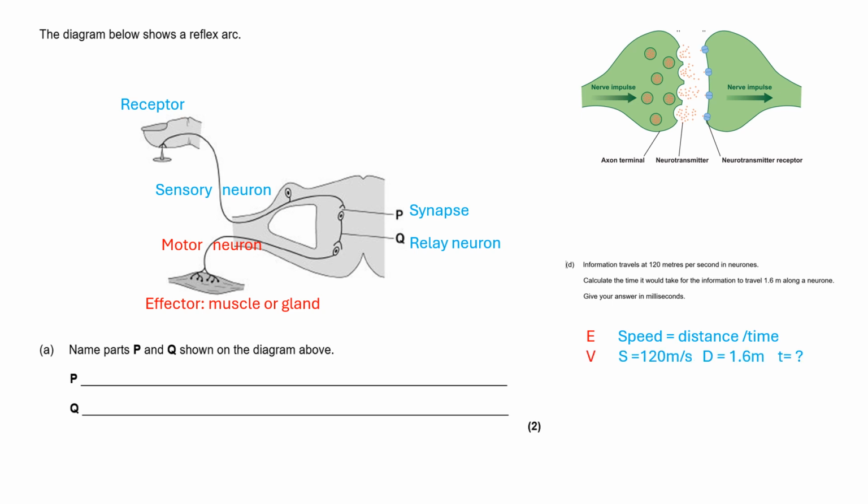From the question, we can identify the values for our variables. Information travels at 120 meters per second, so we will have to convert that. The distance is 1.6 and time is the variable that we're trying to find.